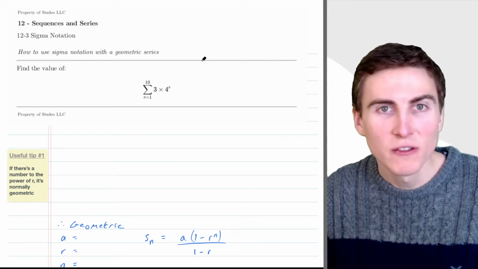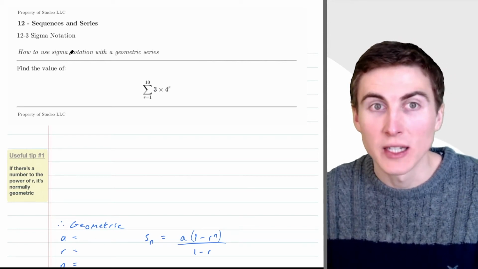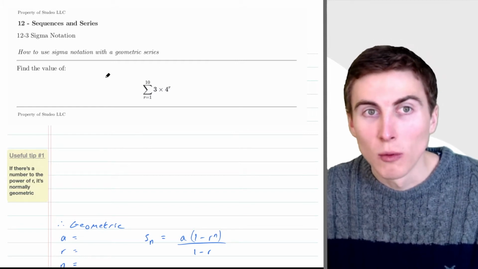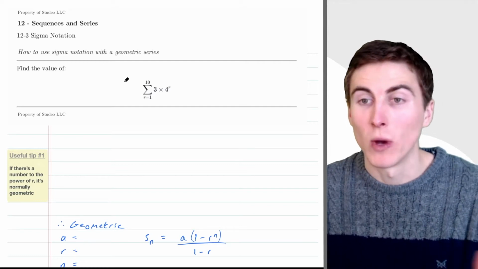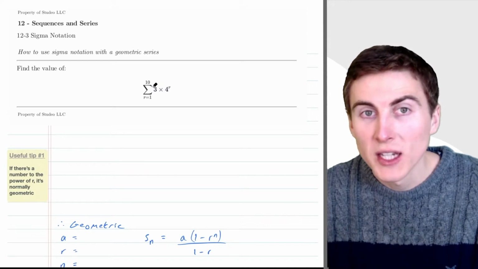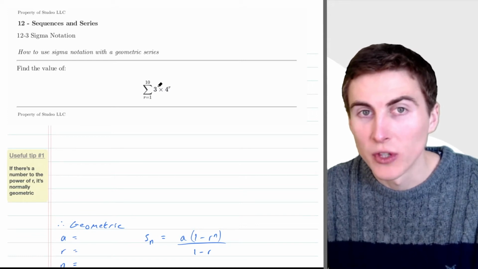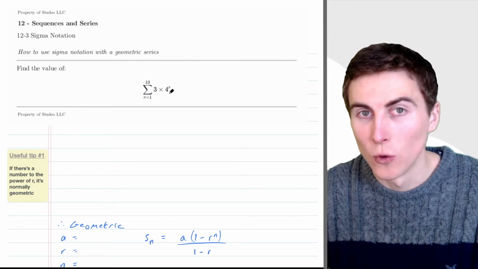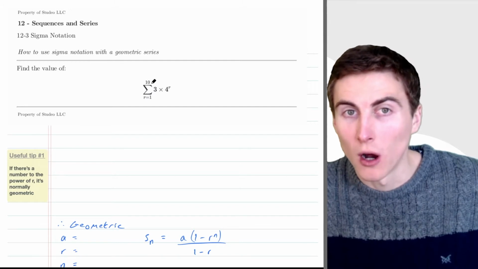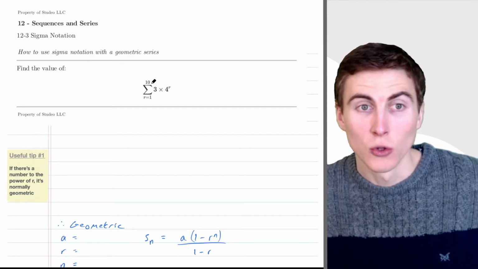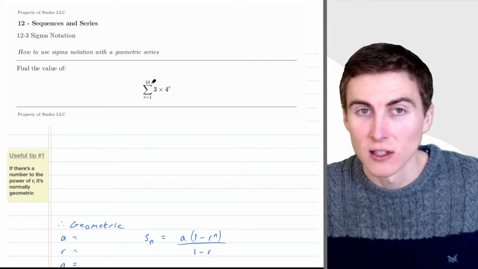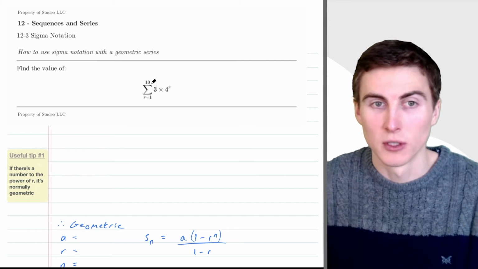Hi there. So in this video, we're looking at how we can use sigma notation when we have a geometric series. So remember, sigma notation is just a fancy way of writing the sum of a series. So here, we're saying that we want the sum of a series with this formula, 3 times 4 to the power of r, and our limits are from r equals 1 all the way to when r equals 10. So the first thing you do whenever you want to find the sum of a sigma notation series like this is just to write out the first few terms.